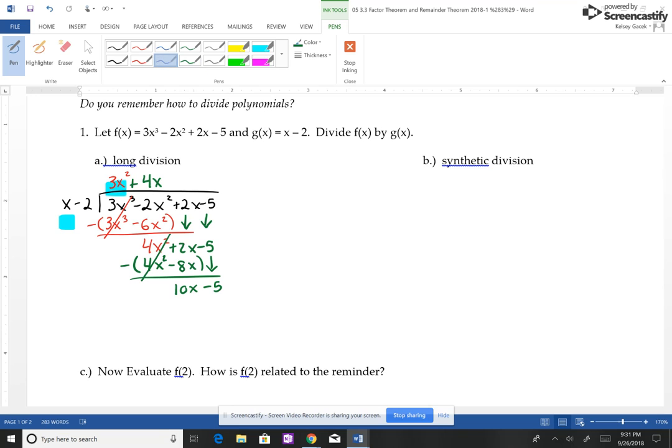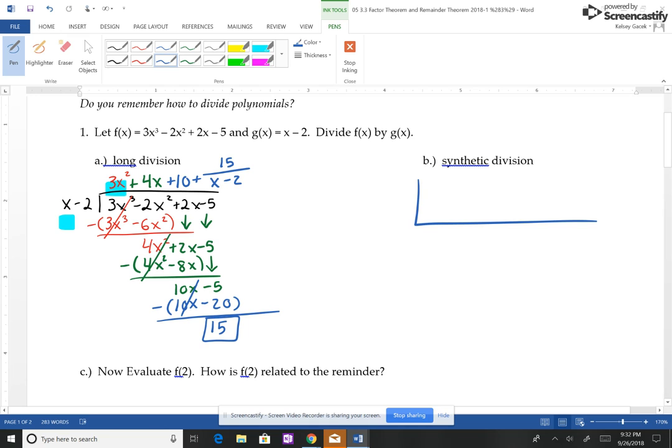And one more time, if I were to multiply 10 times x, that would equal 10x, and 10 times negative 2, that would equal negative 20. I'm going to subtract that entire thing. 10x minus 10x is 0, and I am left with 15. That's my remainder. So my remainder, I add that at the end as 15 over x minus 2, that guy that I'm dividing by.